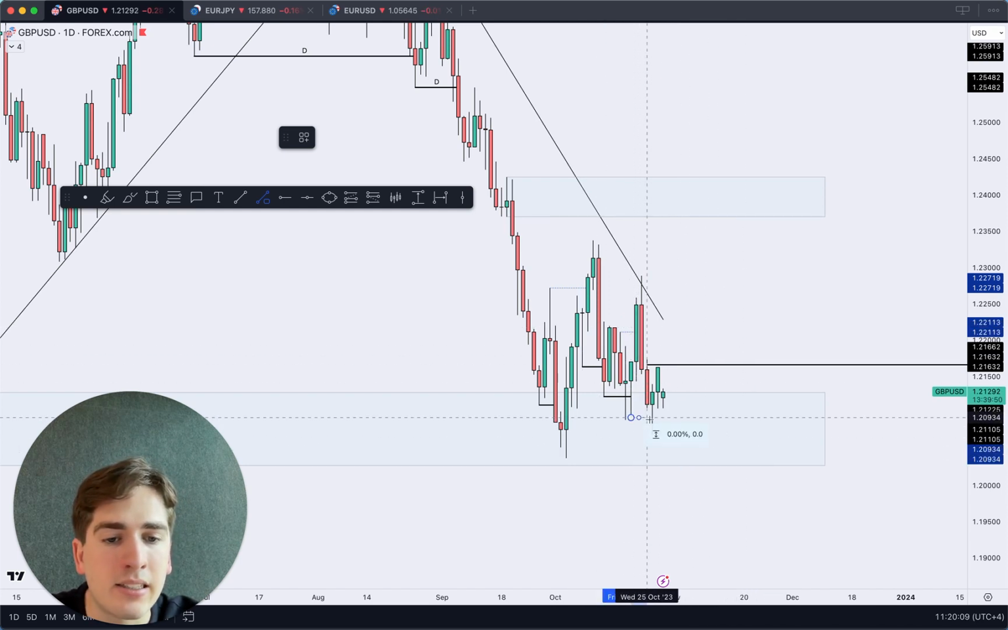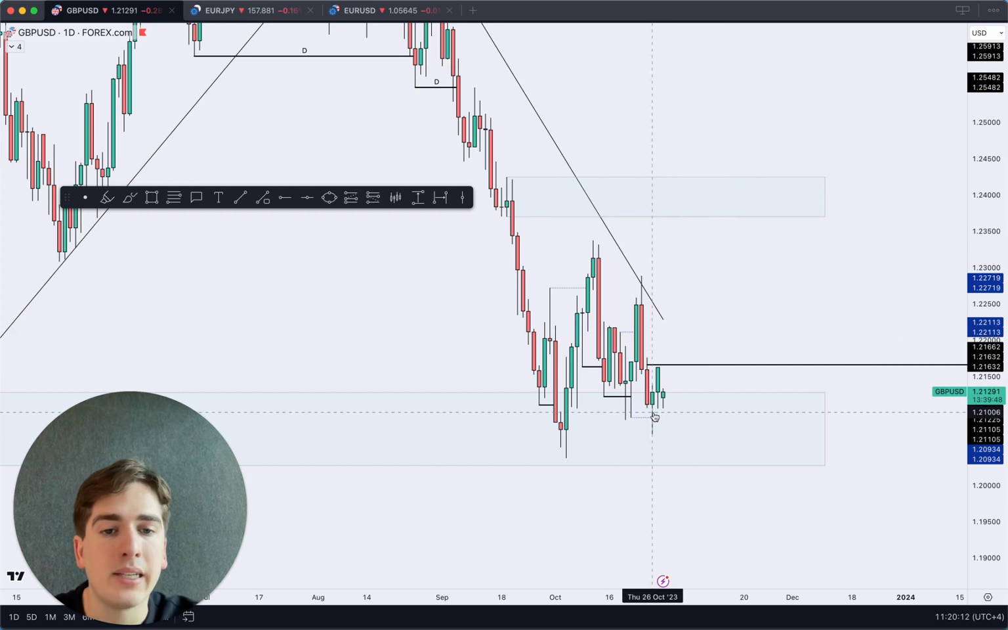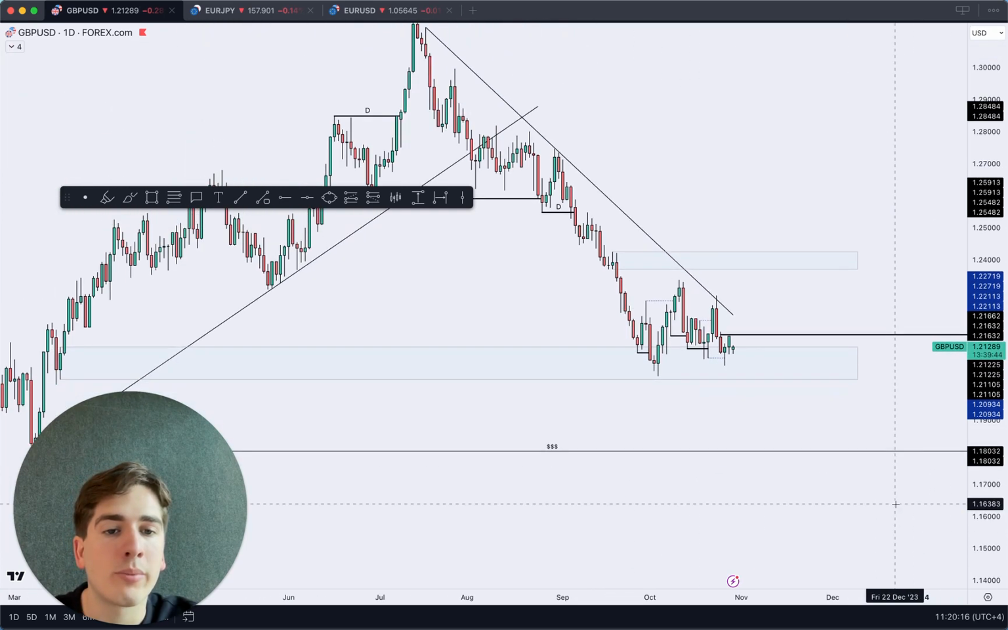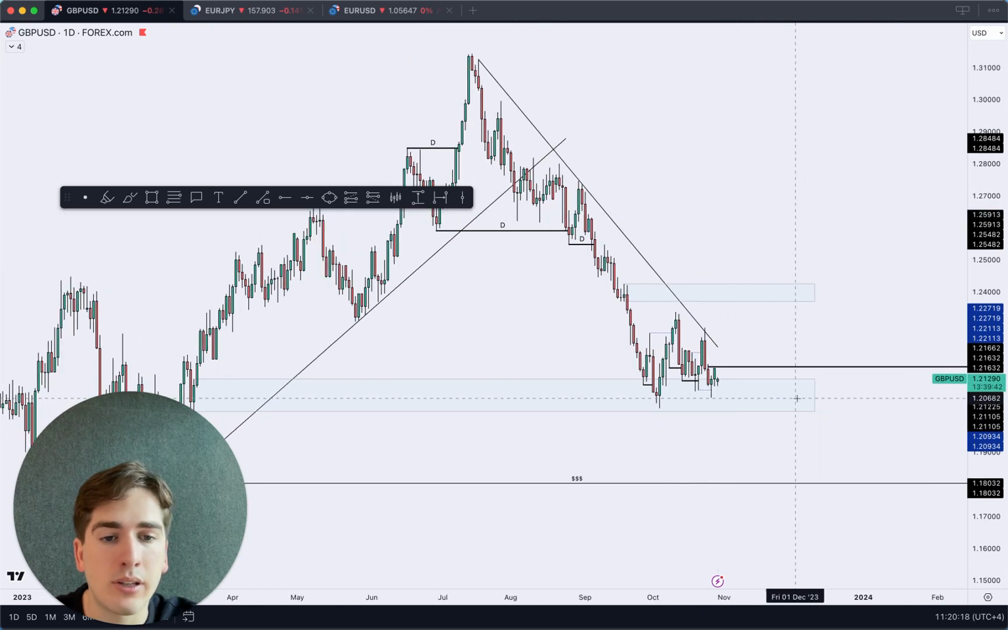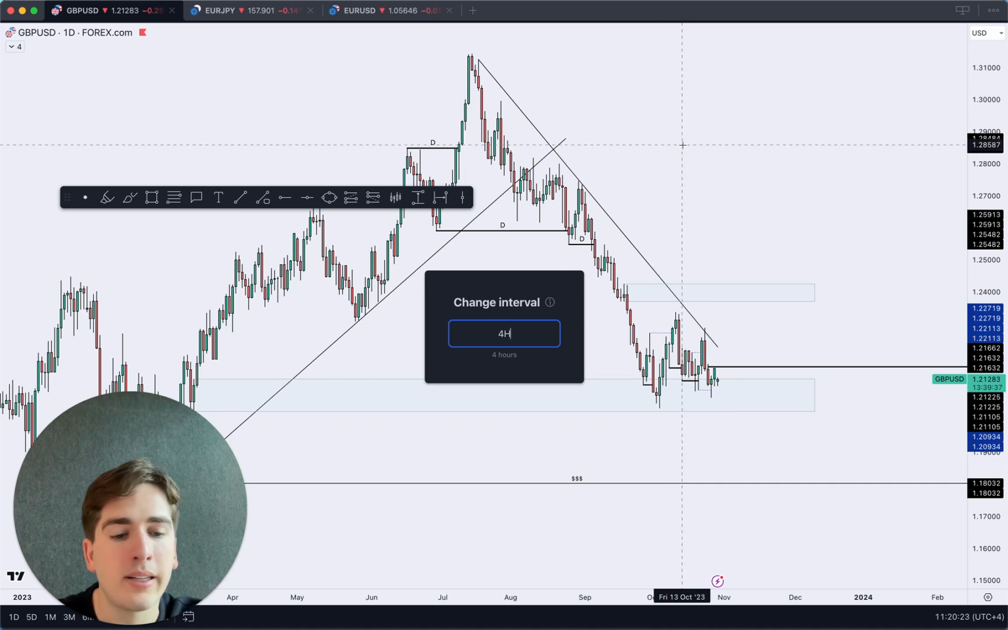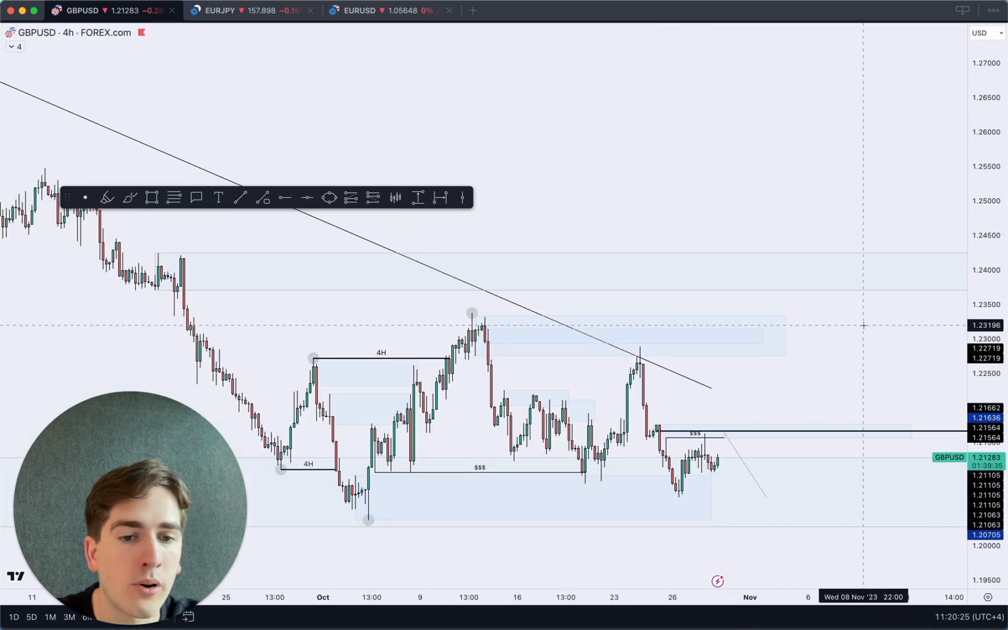But then what we get is another change of character over here on this low, meaning that the daily is now fractal structure wise bearish. Also from an internal perspective, I would say it's also looking bearish. So because the daily is not really that clear, it's looking kind of rangy and choppy, let's just move in towards the 4-hour for more clearance.